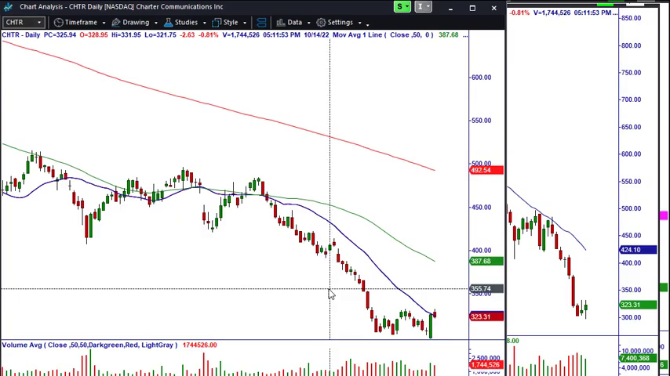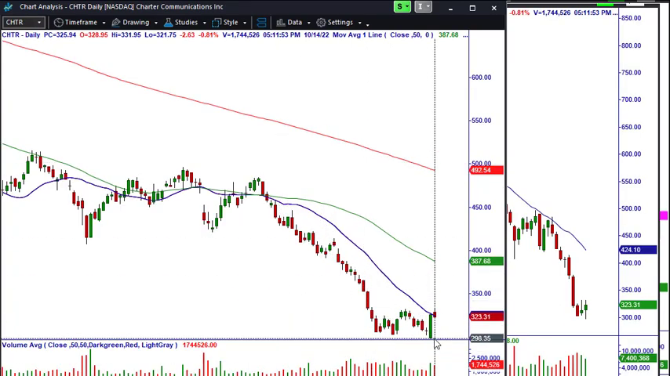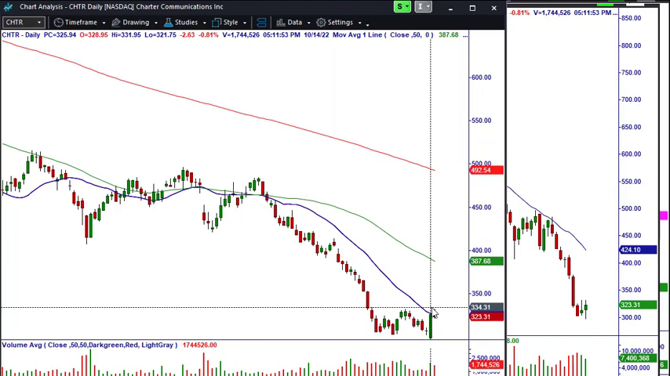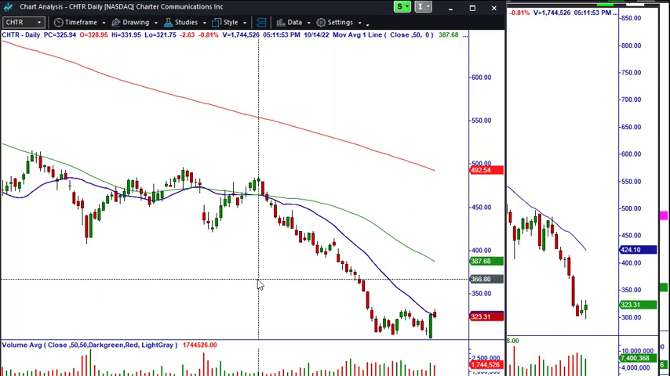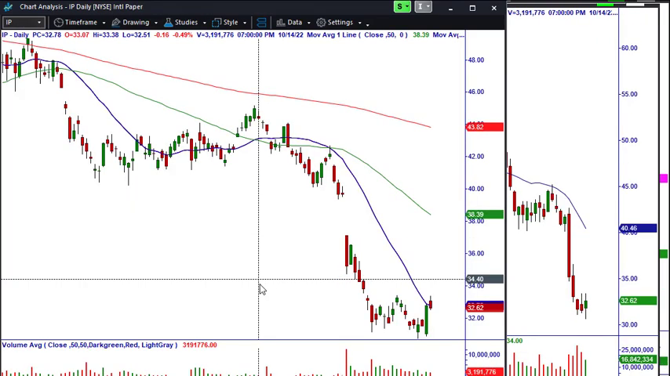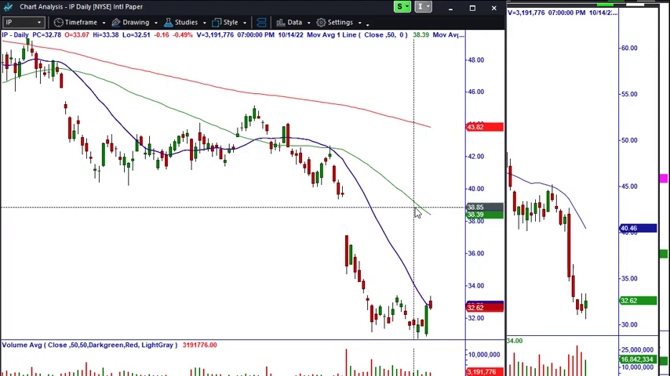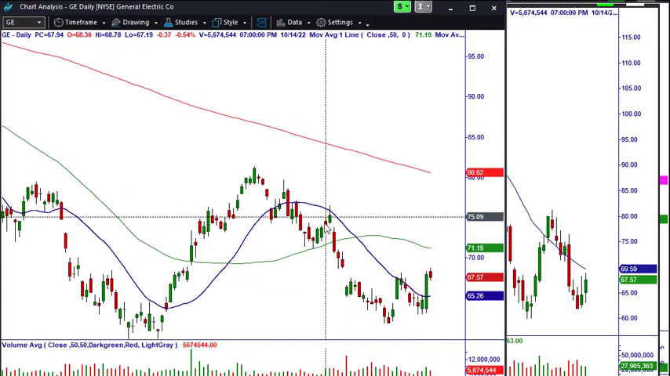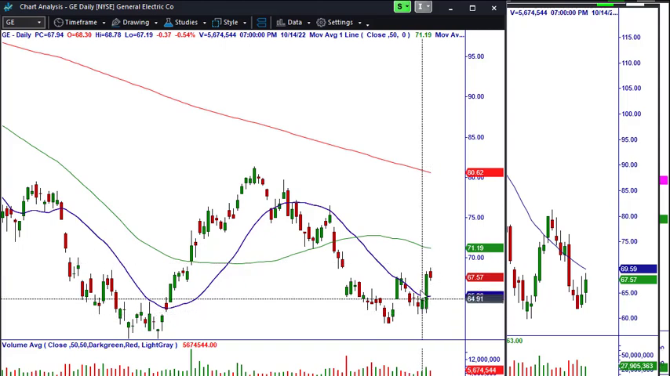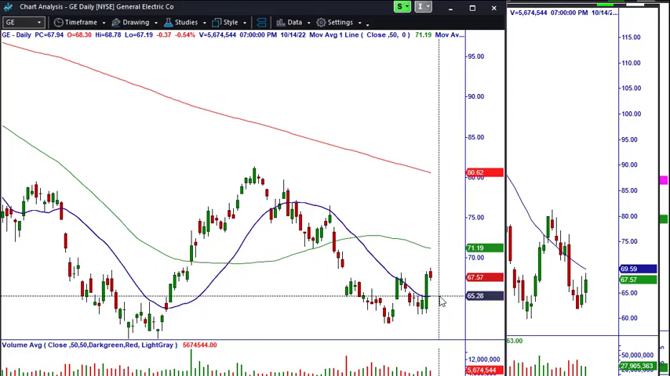Charter, monster double bottom, new low plus, reversal on Thursday, big price void, put spread idea. IP, same, retest pattern, new low plus, igniting reversal bar, price void. General Electric, same, big old retest double pattern, a double bottom. This one's showing quite the relative strength.